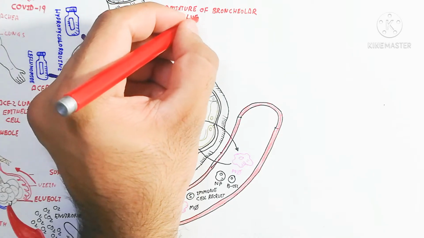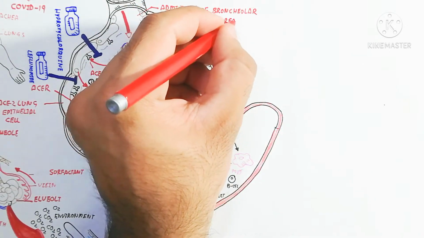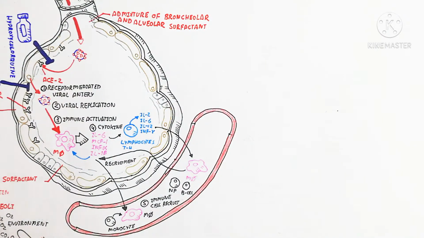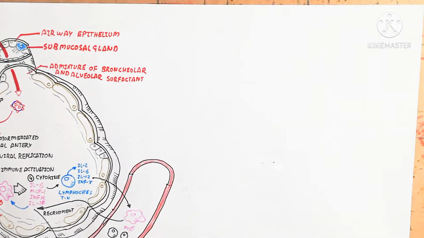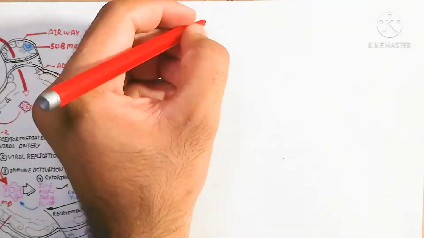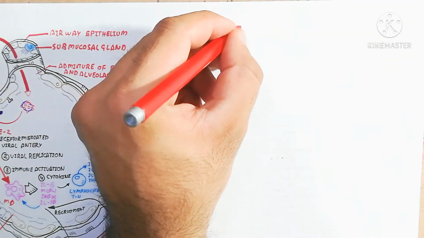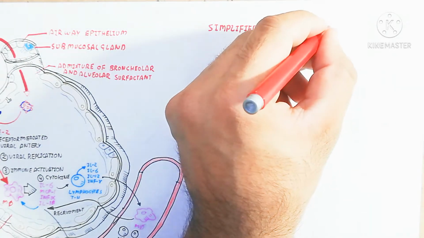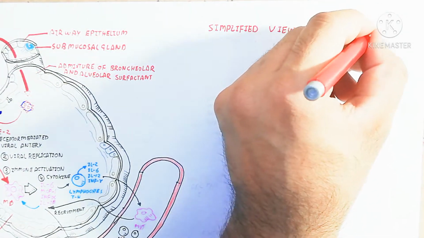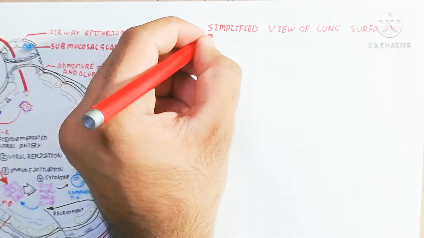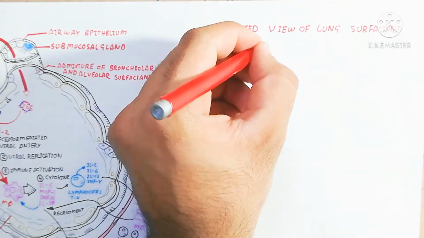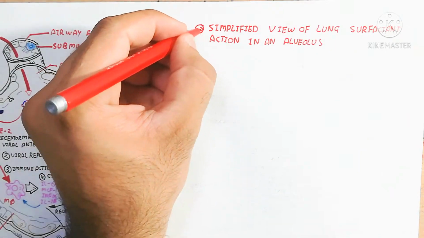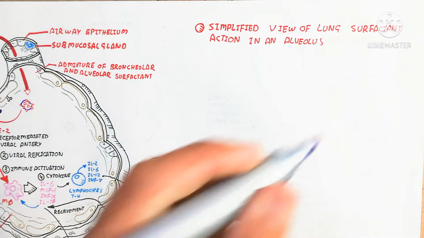So remember, the lymphocyte is important for adaptive immunity, while the other cells are used for the basically innate immune system, which is the quick mechanism to endocytose the antigen from the dendritic cell as well as the macrophage. So here we will discuss the simplified view of lung surfactant action in an alveolus.